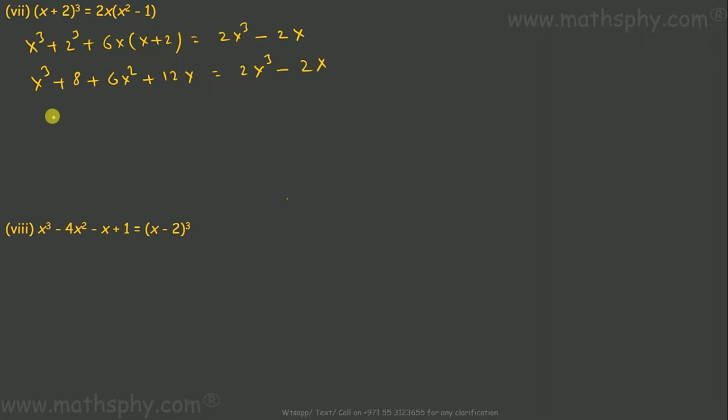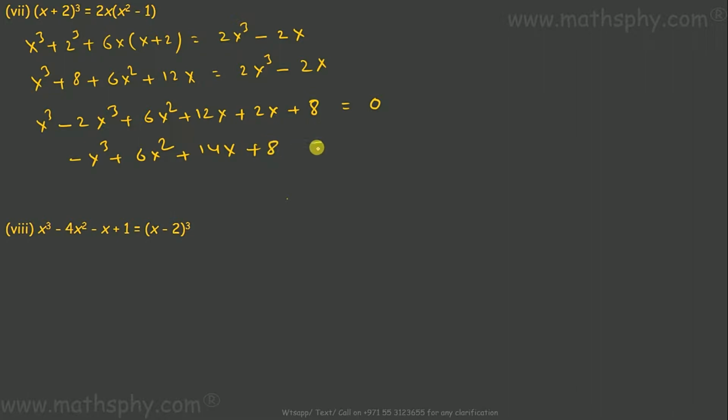So x cube minus 2x cube plus 6x square plus 12x, this 2x comes this side, plus 2x plus 8 equals to 0. So this gives me negative x cube plus 6x square plus 14x plus 8 equals to 0. I have highest degree as 3, and this can never be written into the format of ax square plus bx plus c. So this is not quadratic.